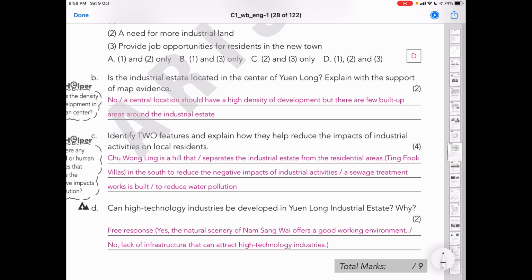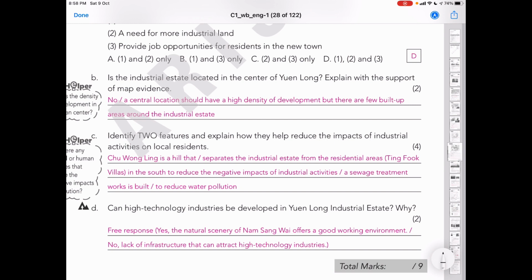Okay. And why it can reduce the impact of the industrial activities on the local residents. For example, you can tell me the hill, okay, which can separate the industrial estate from the residential area, just like the Tai Po park. Okay. Can reduce the negative impact of the industrial activity. And some of you just tell, oh, a sewage treatment plant and finish and full stop. But you have to tell me what is the function of the sewage treatment plant. Okay, you're going to tell me, oh, it can reduce the water pollution.